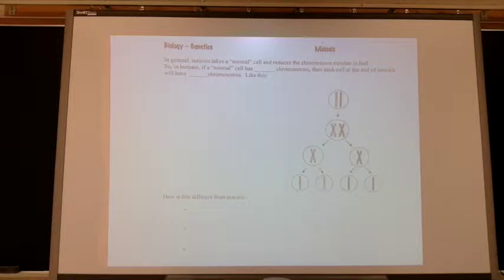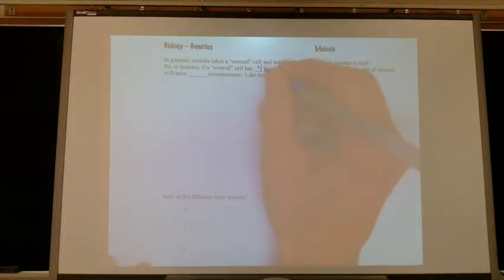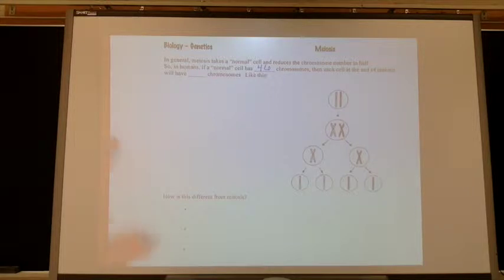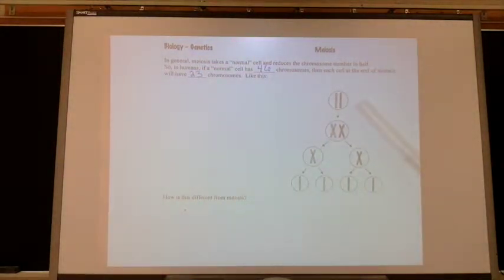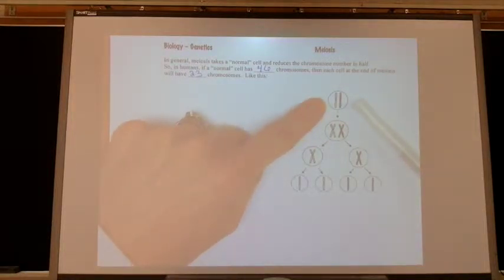In general, meiosis takes a normal cell and reduces the chromosome number in half. So in humans, if a normal human cell has 46 chromosomes, we remember, then each cell at the end of meiosis will have 23 chromosomes. Kind of like this drawing right here. This does not show 46 chromosomes, obviously, just 2 chromosomes, one homologous pair of chromosomes.